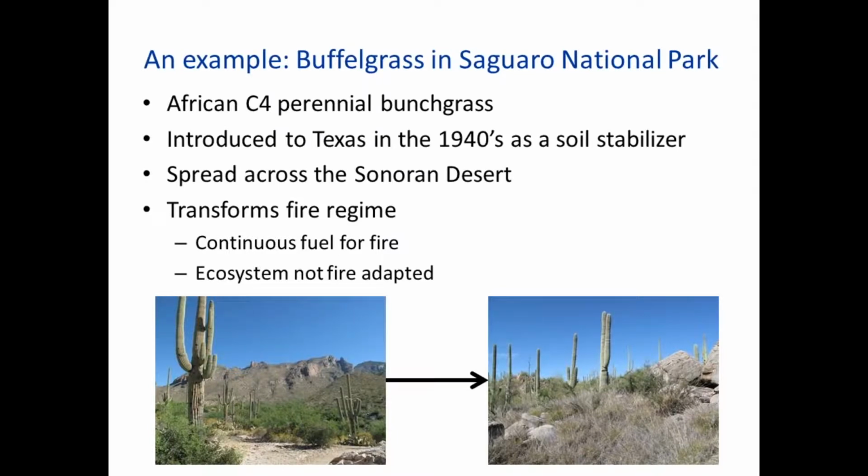The example that I'm going to talk about today involves work that we did in Saguaro National Park with bufflegrass, which is an African perennial bunch grass that's been invading the Sonoran Desert. It's been introduced around the world as a forage species. One of the biggest concerns is that it might transform the fire regime in the region. It provides a continuous fuel for fire, and it has a pretty high biomass, so it provides a lot of fuel for fires. And the ecosystem that it's invading isn't fire adapted.